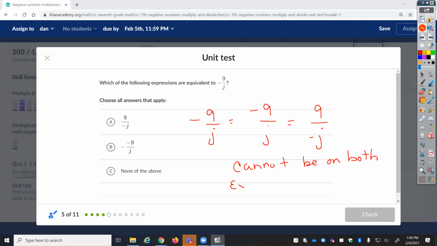Here goes an example. If it's on both, let's say negative 9 over negative j, then a negative and a negative becomes a what? Positive. It'll become a positive 9 over j. So here, this could be your answer. This right here, how many negatives do you see? 2. This cannot be your answer. So according to this, the only one out of the 3 that will work is the first one, which is actually option A.